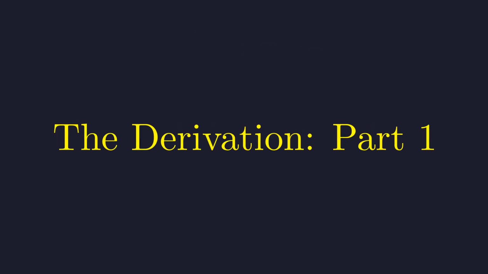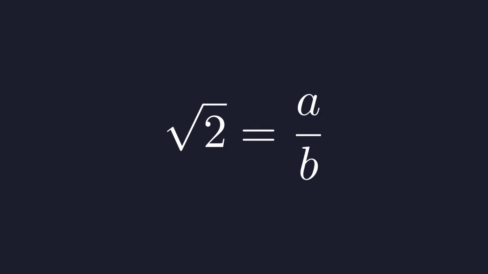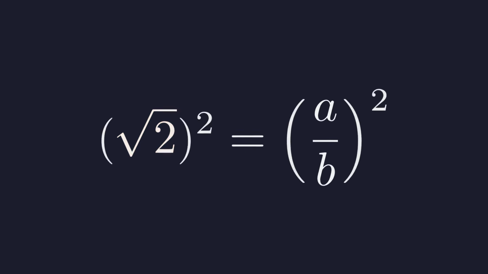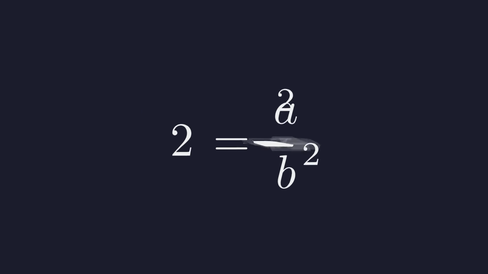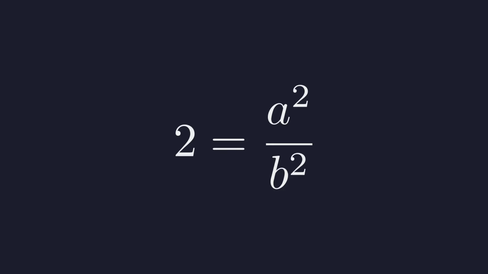Now, let's explore the logical consequences of this assumption. We begin with our equation. To work with this, we need to eliminate the square root. The standard way to eliminate a square root is to square both sides of the equation. This gives us the square root of 2 squared equals the fraction a over b, squared. Let's evaluate both sides. The left side simplifies to 2, and the right side becomes a squared over b squared.